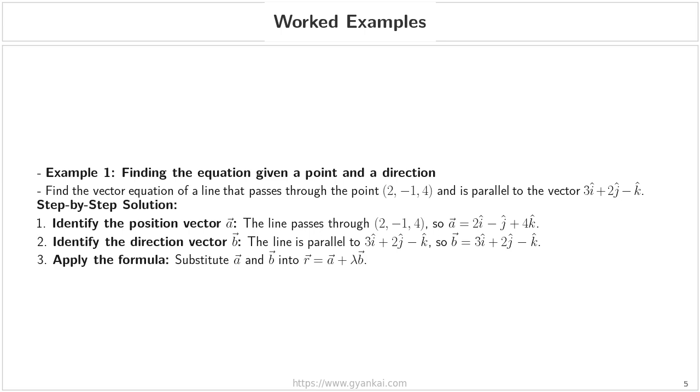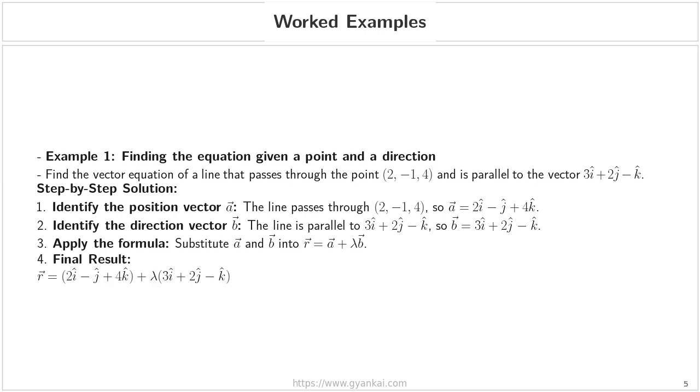Third, we apply the fundamental formula we derived in the previous slide. R vector equals A vector plus lambda B vector. Finally, by substituting our specific values into the formula, we arrive at our result. R vector equals the quantity 2i minus j plus 4k, plus lambda times the quantity 3i plus 2j minus k.